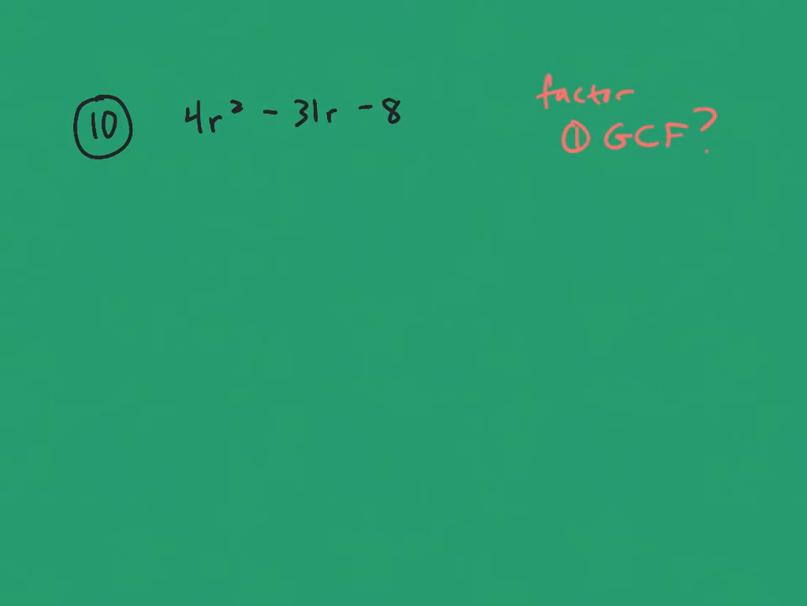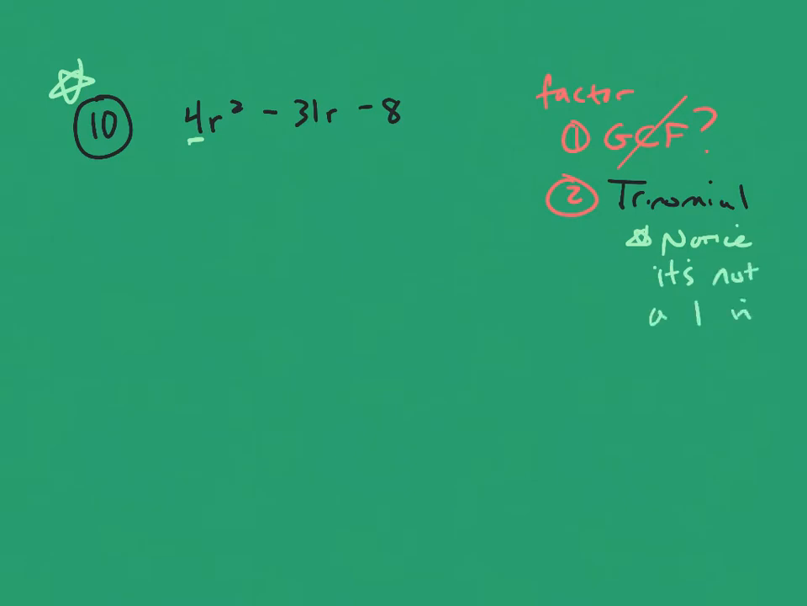Greatest common factor. We can't take r out of everything. 4 and 8 have a common factor, but 31 doesn't. So no common factor there. Second, it's a trinomial. And I'll put a star next to this one because you'll want to notice it's not a 1 in front of x squared.